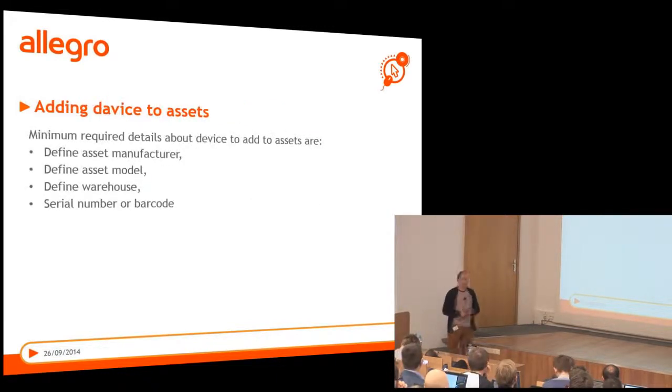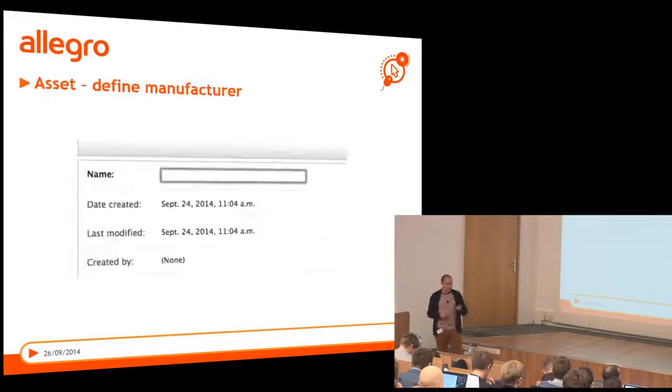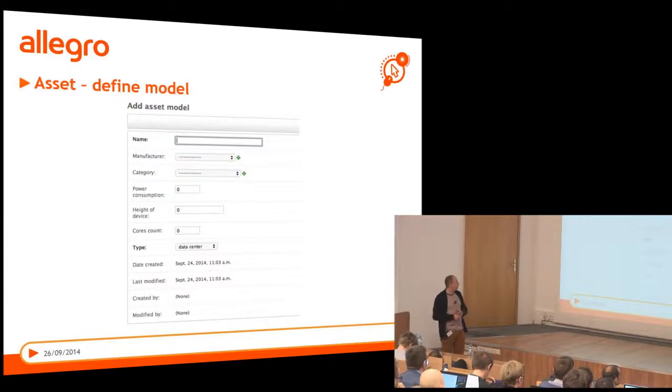Adding a device to the assets basically requires four pieces of information. First, we have to define the manufacturer. If it's already defined, we just choose it from the list. Define the model, which describes the information about a particular model, and define the warehouse where it is. And the one thing which is really necessary is the serial or barcode number. First of all, we define the manufacturer. We just enter the name, some hardware vendor. This is the simple information about this manufacturer.